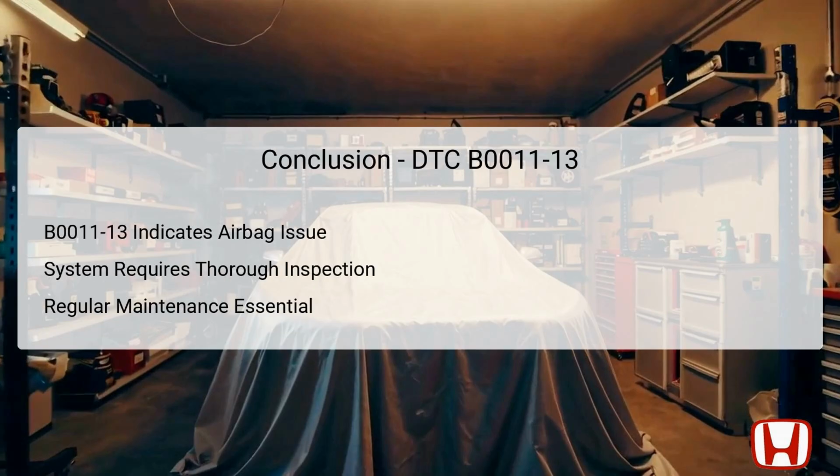In conclusion, DTC B0011-13 points to a significant issue within the airbag system, requiring immediate attention through thorough inspections and testing of the related components. Key areas of focus include the front passenger's airbag, wiring integrity, and the SRS unit functionality. Recognizing the signs and symptoms of this error code can aid in swift diagnosis and repair actions, thereby ensuring the safety of the vehicle's occupants.